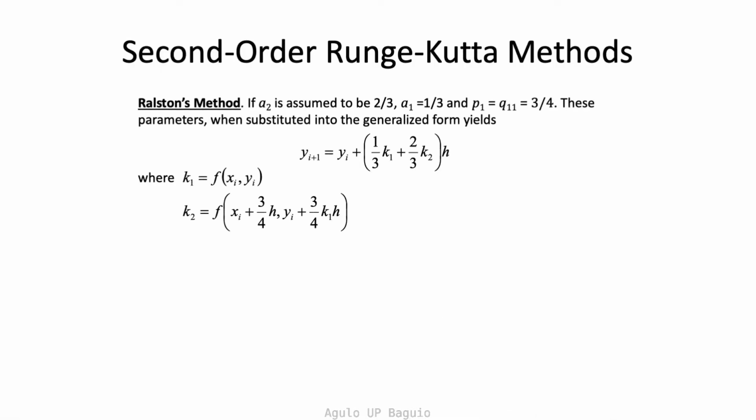Ralston's method assumes that A2 is equal to 2/3, which means that A1 is equal to 1/3 and P11 is equal to Q11 is equal to 3/4. These parameters, when substituted into the generalized form, yield this equation. Y sub i plus 1 is equal to y sub i plus 1/3 K1 plus 2/3 K2 times h, where K1 is given by this, and K2 is equal to f of x sub i plus 3/4 h, y sub i plus 3/4 K1h.